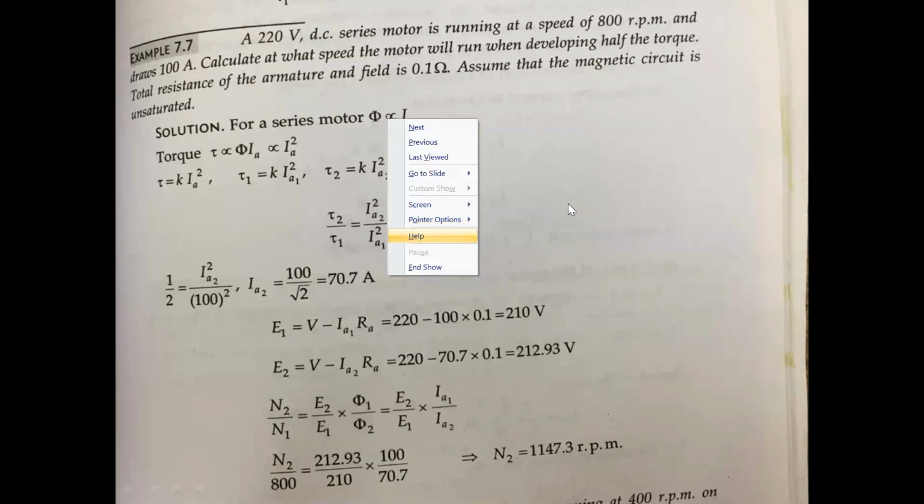Remember, in case of a shunt motor, shunt field resistance is very high, around 100 ohms, 200 ohms like that. Armature resistance is very small, around 1 ohm. But in case of a series motor, resistance is also very small, because in a series motor, armature and field are connected in series. Load current also passes through the field winding and armature winding. So that's why resistance must be very small in a series motor.